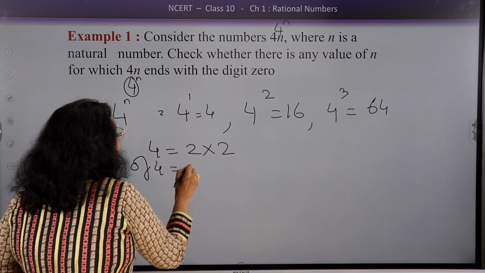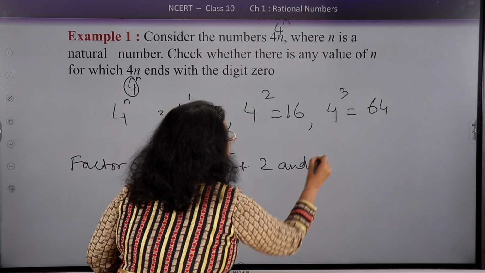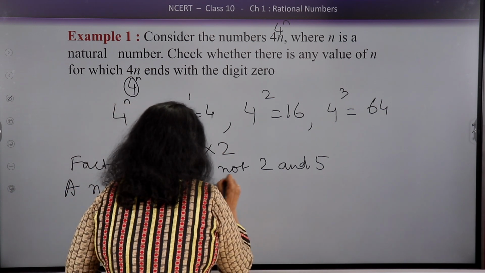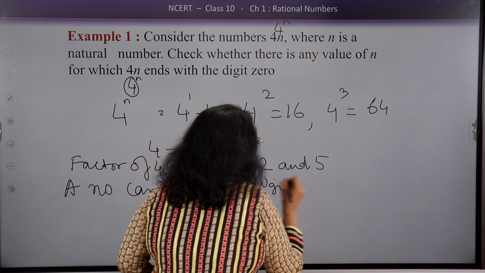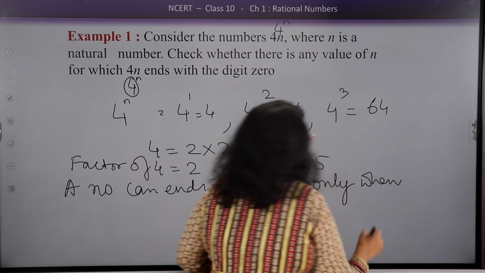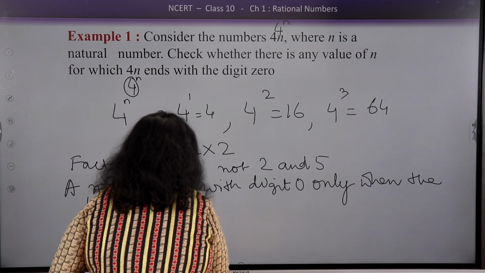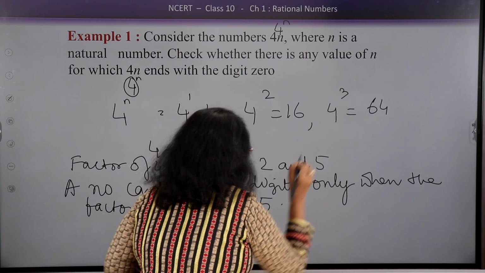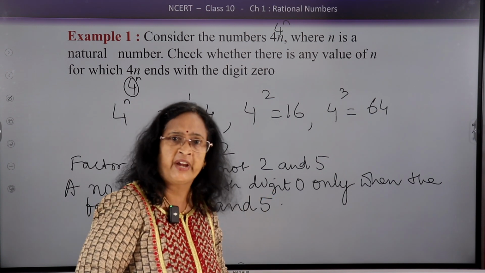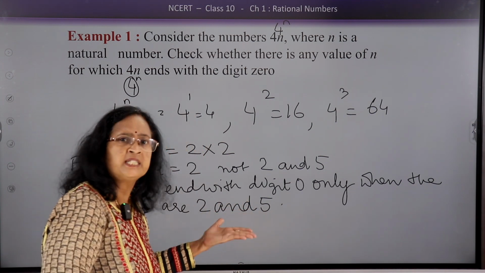The factor of 4 is 2, not 2 and 5. A number can end with the digit 0 only, children, okay? Only when the factors are 2 and 5, after solving, the number will end with the digit 0. Alright, so this is the key line for this answer.